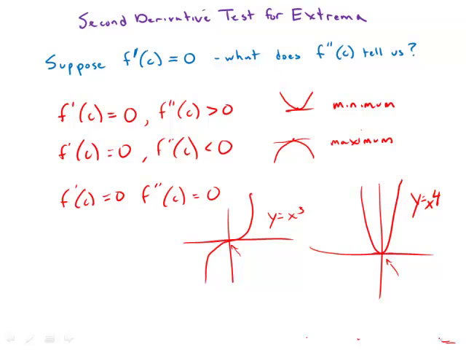So more analysis is required when both the first derivative and the second derivative are 0. But if the first derivative is 0 and the second derivative is non-zero, immediately you're able to tell whether it is a max or a minimum.